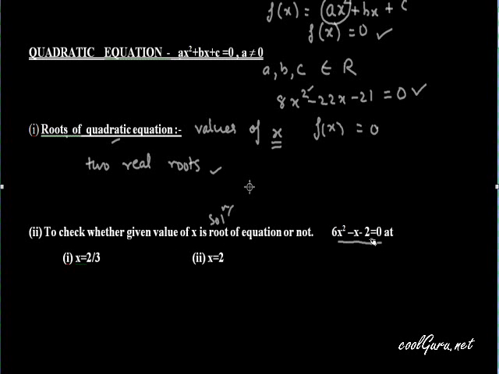Let 6x² − x − 2 = 0 be a quadratic equation, and we want to check whether this value of x, 2/3, is a solution of this equation or not. What we do, we will simply substitute the value of x in the given quadratic equation. 6 times (2/3)² minus 2/3 minus 2. We have substituted the value of x in the left hand side of the quadratic equation, and we get 6 multiplied by 4/9 minus 2/3 minus 2.